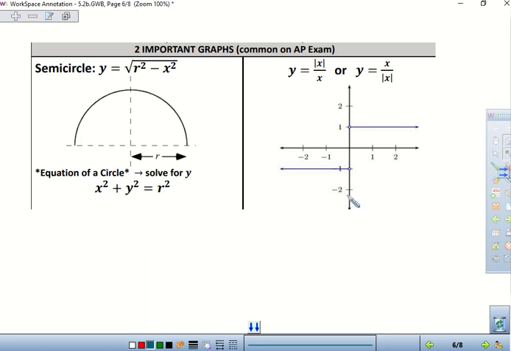All right, these are 2 important graphs. These are common on AP. I know you guys aren't in AP, but the idea here is a semicircle. The radius is always whatever this number is. I'll talk about how you don't have to memorize that. You can just see it from the graph. And then we have the absolute value graph, which is going to look like this. So it's going to be 2 rectangles.